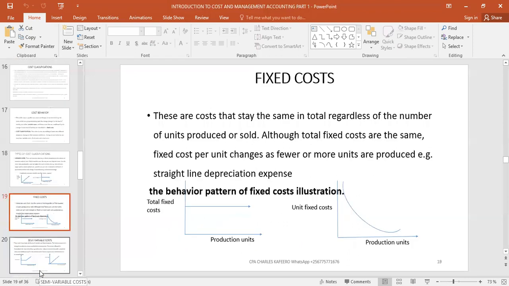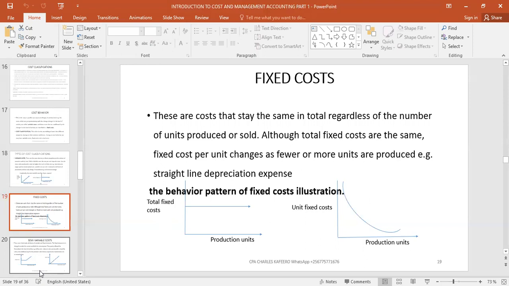So we go to the fixed costs. We said fixed costs are costs that stay the same in total regardless of the number of output produced, but only up to a certain point, as I'll explain later when I'm doing some illustration. You'll appreciate the fact that sometimes fixed costs may change. But as for now, let's proceed with fixed costs being the costs that stay the same in total, regardless of the number of units produced or sold.